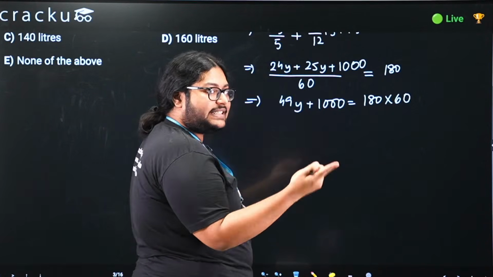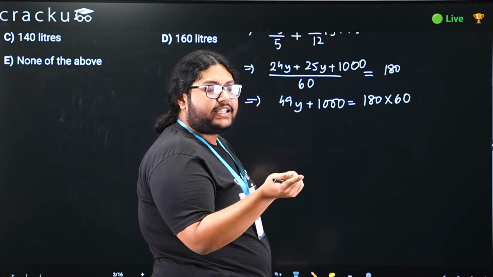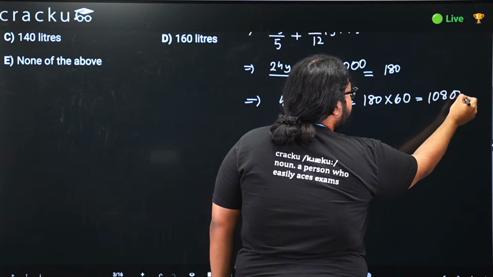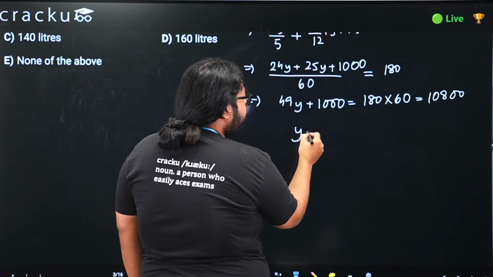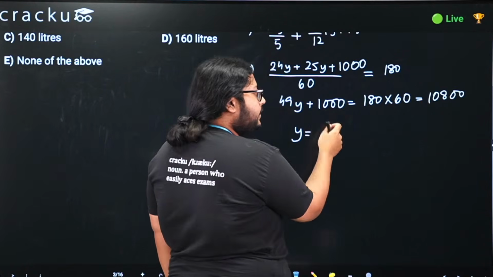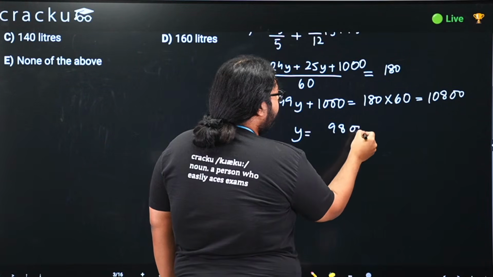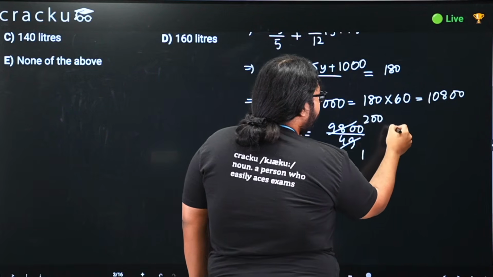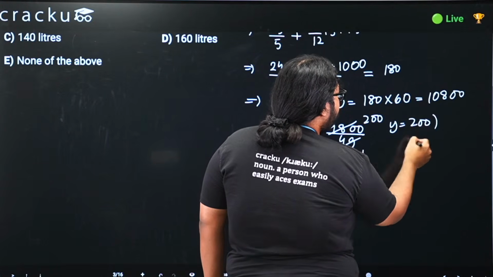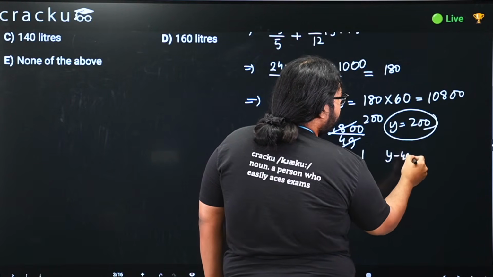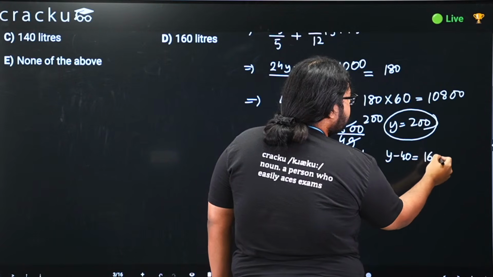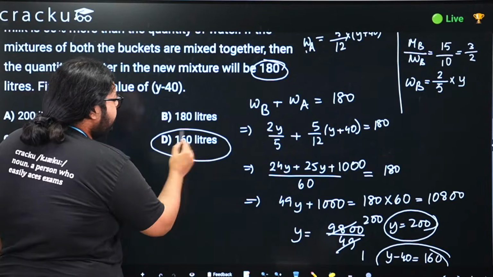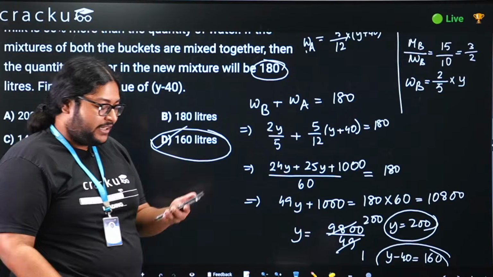Now 18 5s is 90 and 18 6s will be 90 plus 18, which is 108. So this becomes 10800. Subtract 1000, so y should be equal to 10800 minus 1000, which is 9800, divided by 49. 49 2s is 98, so y is 200. That gives me y minus 40 will be 200 minus 40, which is 160. So all of you who answered 160, option D, you are correct. Option D is the correct answer here.